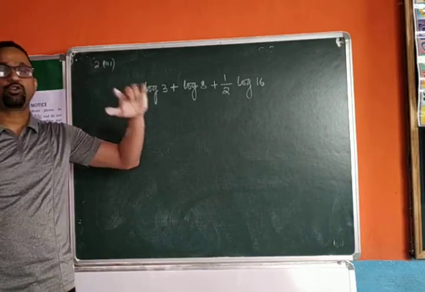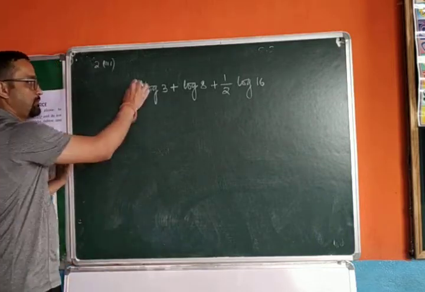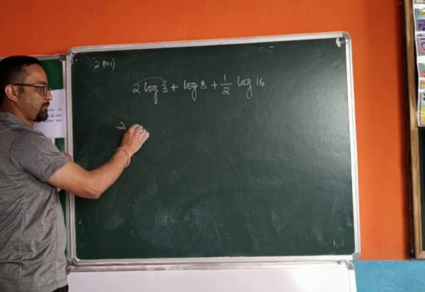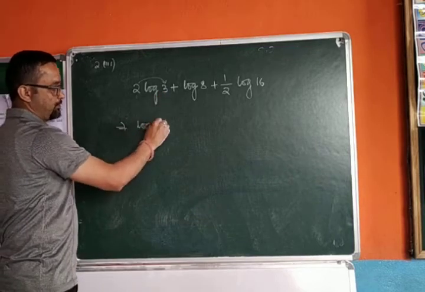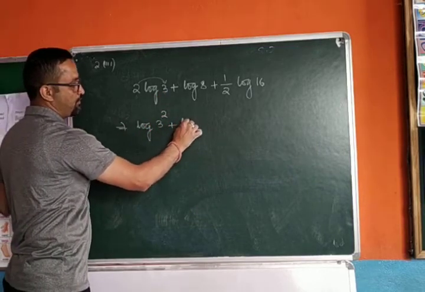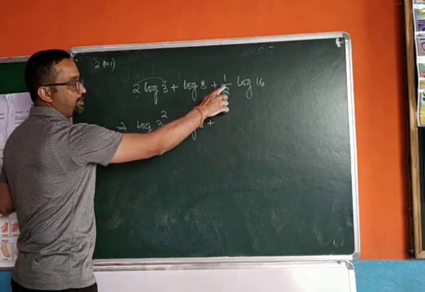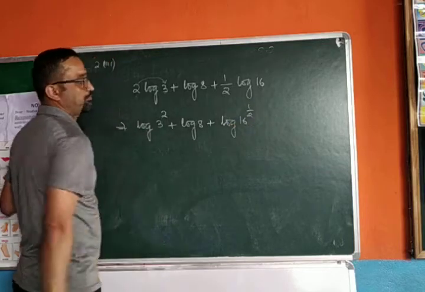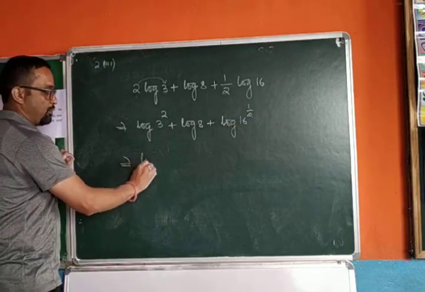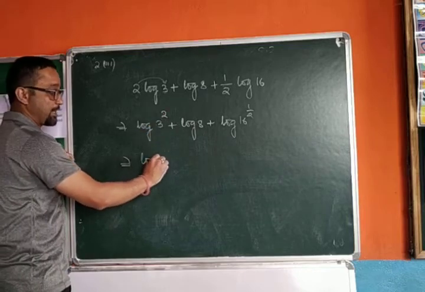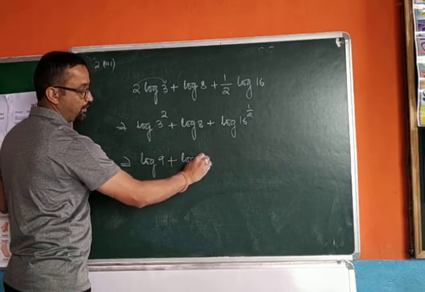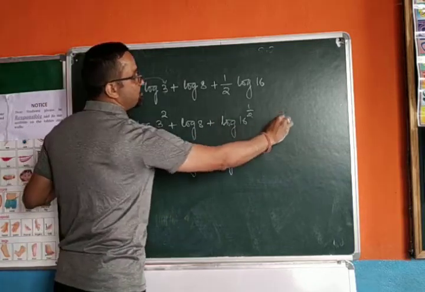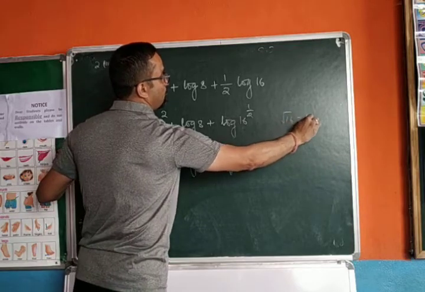You can solve it by using the exponent part. Take this power to the number: log 3 to the power of 2, log 8, and log 16 to the power of half. 2 log 3, that is log 3 to the power of 2, is 9, plus log 8 plus log 16 to the power of half, which means root of 16. Root of 16 is 4.